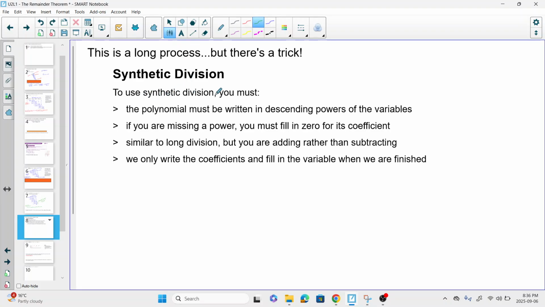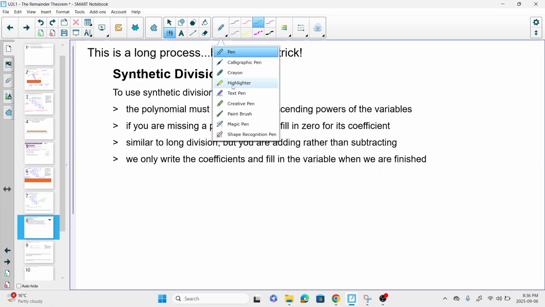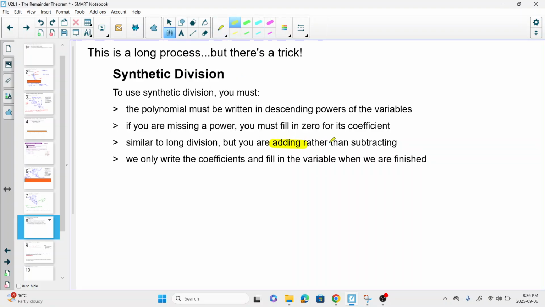To use synthetic division, there are a few rules. Similarly, the polynomial must be written in descending powers of the variables. If you're missing a power, you must fill in a 0 for its coefficient. It is similar to long division, but you're adding rather than subtracting, and I'll show you what I mean by that. That's the one mistake that often gets made: they go through the steps, but then they end up subtracting instead of adding their lines.